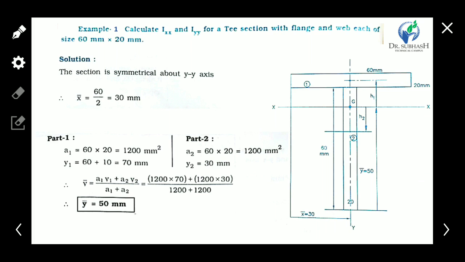We have to find the moment of inertia about the x axis and y axis. So what are Ixx and Iyy? They are the axes which pass through the CG. For which CG?